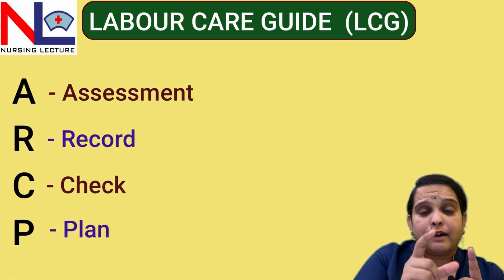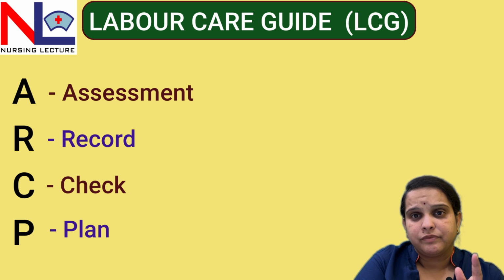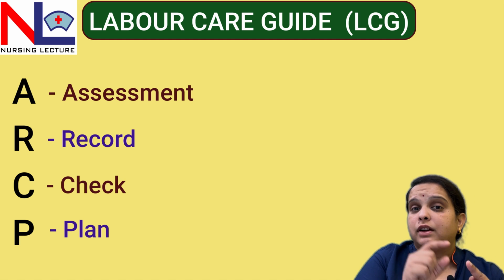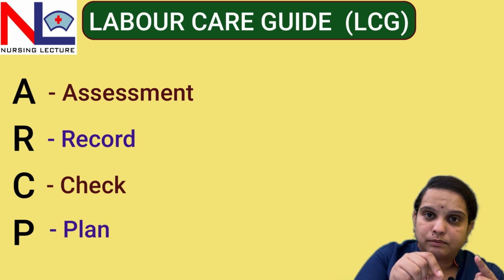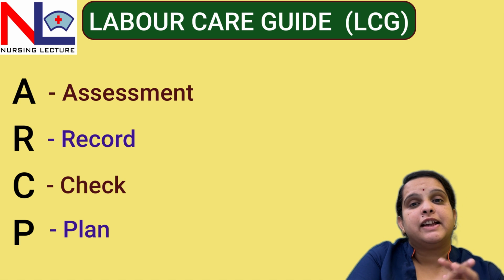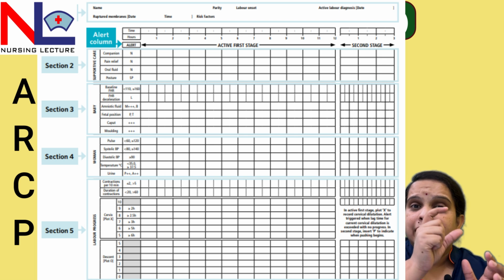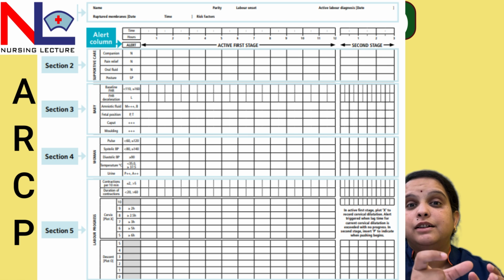So first you have to assess the mother, baby or progression of labor, anything. Then we have to record this finding, that is, we have to document, write in that column. The third thing is we have to check, because here in this LCG there is an alert column. In every finding, in every clinical parameter, there is an alert column.